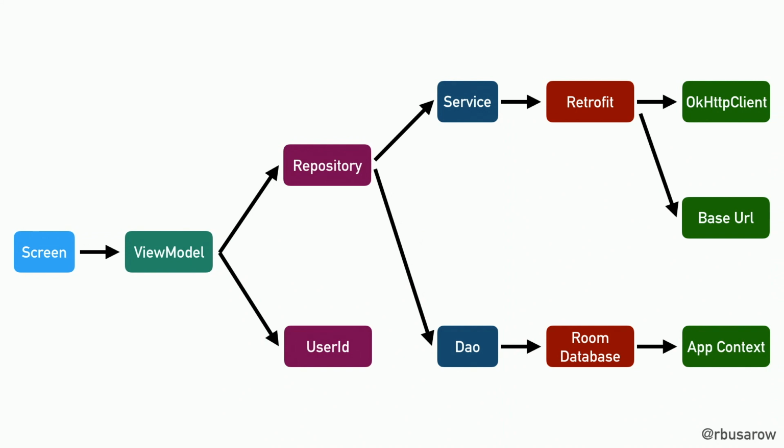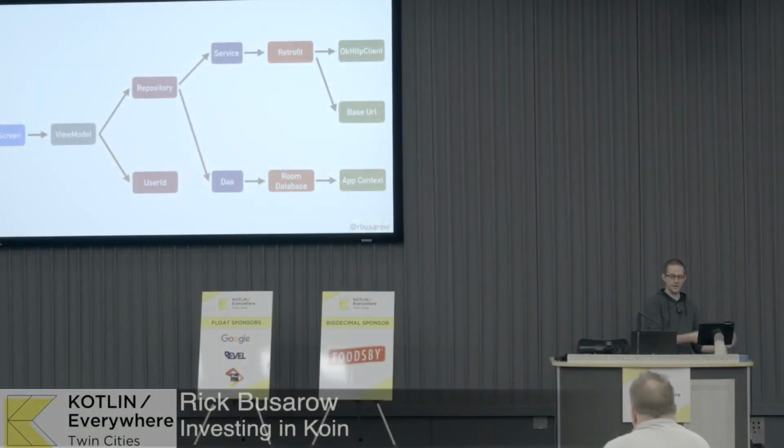As a vehicle to talk about all this, we're going to have a little sample app. It's not going to be a coffee maker. We're going to have a single screen, which requires a single view model, and that view model is going to depend upon a user ID and a repository. And that repository is going to in turn depend upon a service and a DAO, and I mean Retrofit and Room. So the DAO is going to depend upon the Room database, and that is of course going to depend upon the application context. And the service meanwhile is going to need a Retrofit instance, which itself requires an OkHttp client and a base URL.